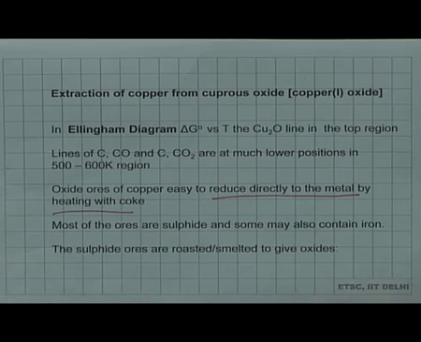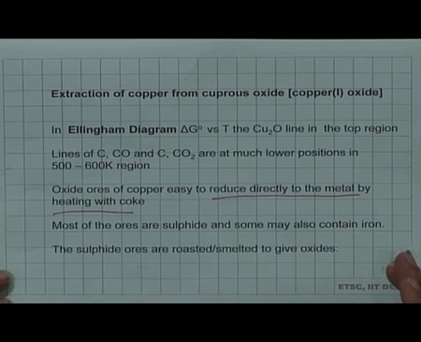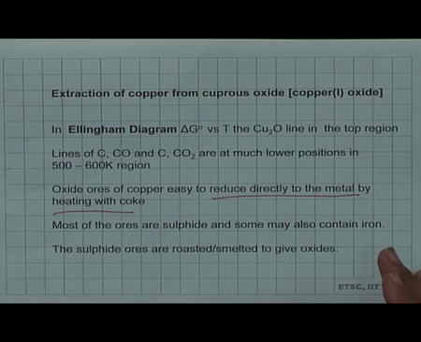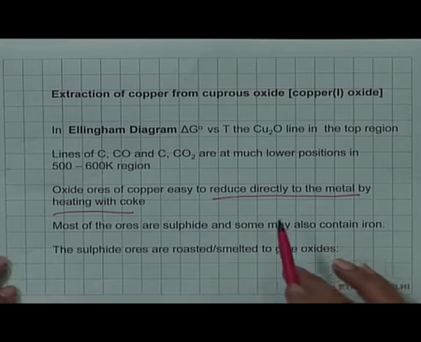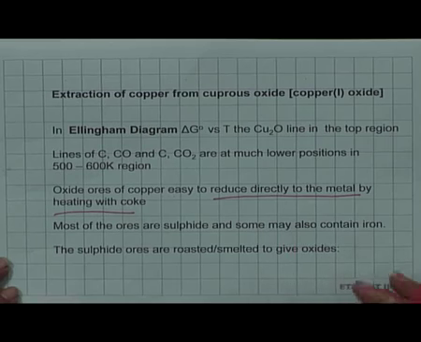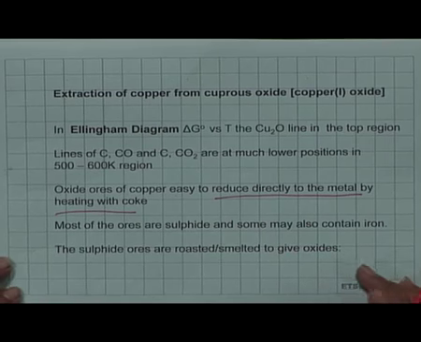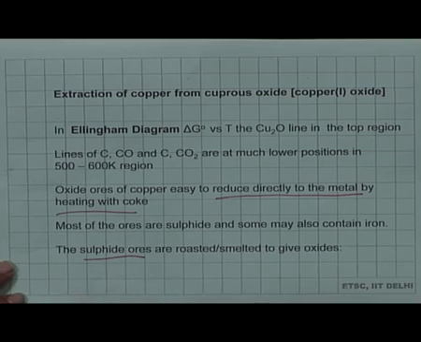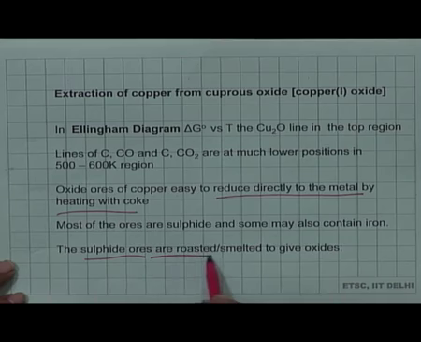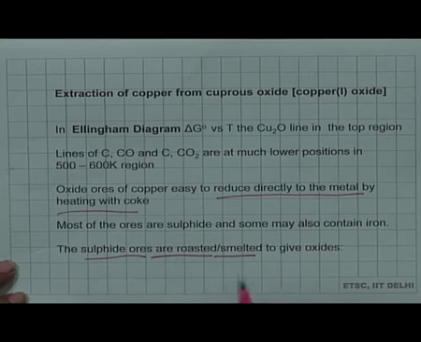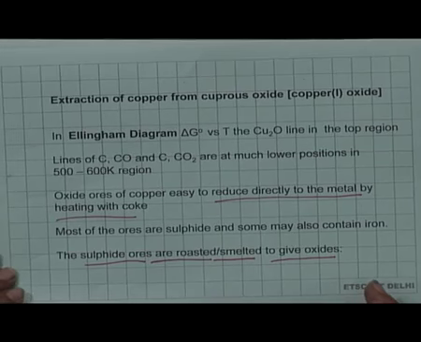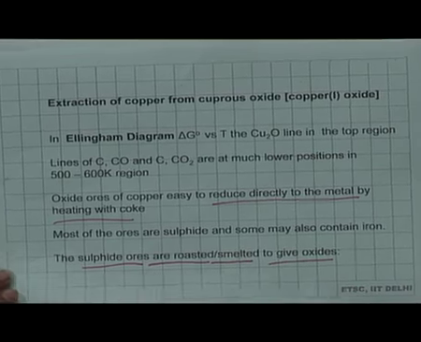Most of the ores of copper are sulphide ores, some of them contain iron. So, obviously, this problem of iron and the presence of sulphur in the ores has to be tackled, because in the presence of sulphides or iron we cannot directly heat the copper ore with coke to obtain pure copper. If the ore is a sulphide ore, we have to roast it as discussed earlier or smelt it and get oxide. Then oxide can be converted into copper metal.